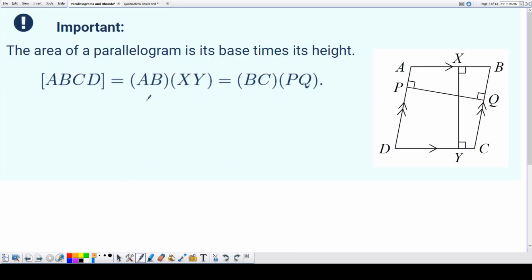So, all in all, we have that the area of a parallelogram is the base times the height. And it just depends on the perspective you're thinking of. You can have two different ways of looking at it, where AB would be one of our bases and XY would be the height. Or we could say that BC is the base and PQ is the height. It just depends on the way you're looking at the diagram. But either way will get you the same results.